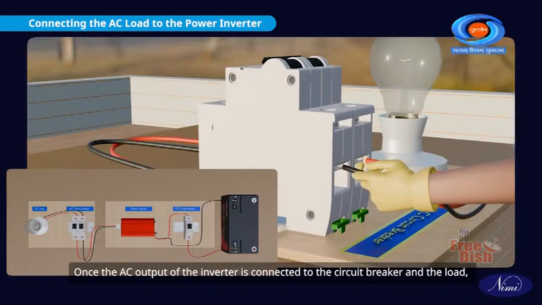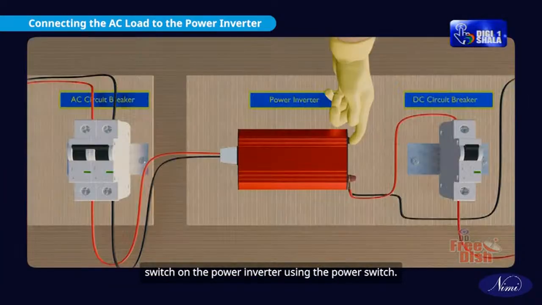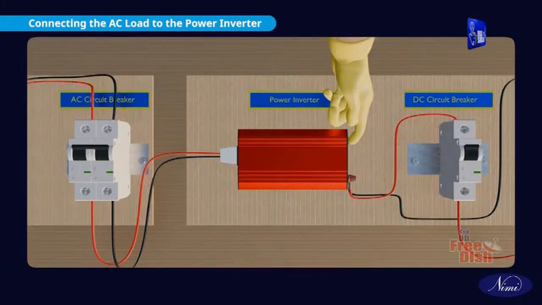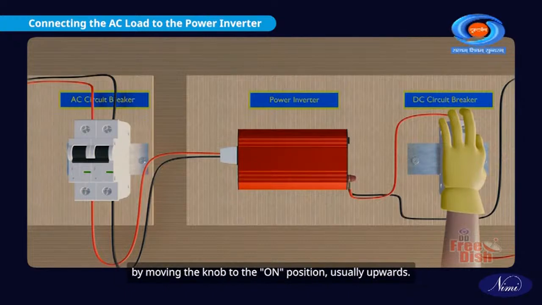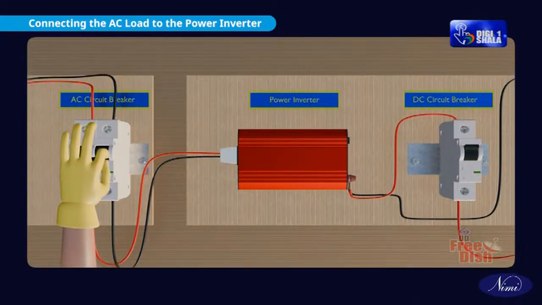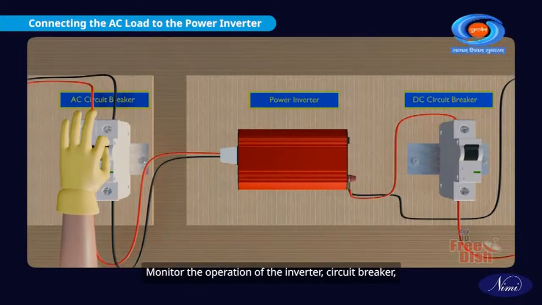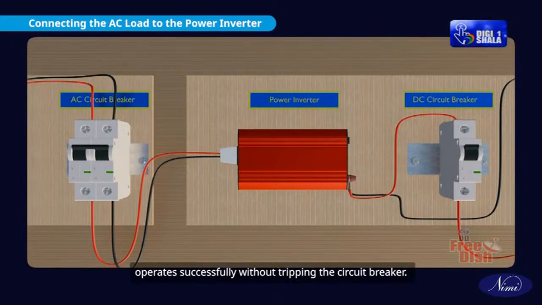Once the AC output of the inverter is connected to the circuit breaker and the load, switch on the power inverter using the power switch. After the inverter is powered on, switch on the circuit breaker by moving the knob to the on position, usually upwards. Monitor the operation of the inverter, circuit breaker, and connected load, and ensure the load operates successfully without tripping the circuit breaker.